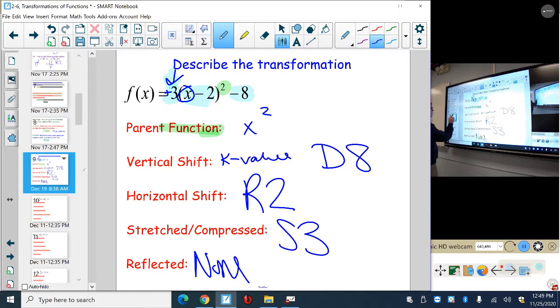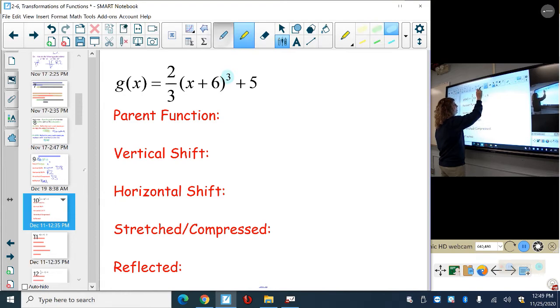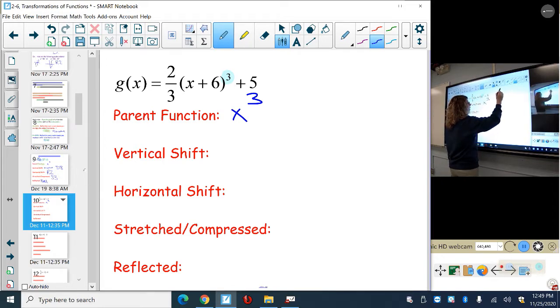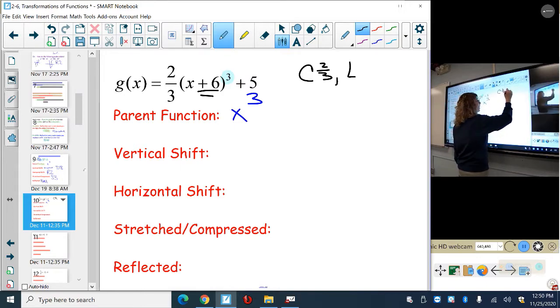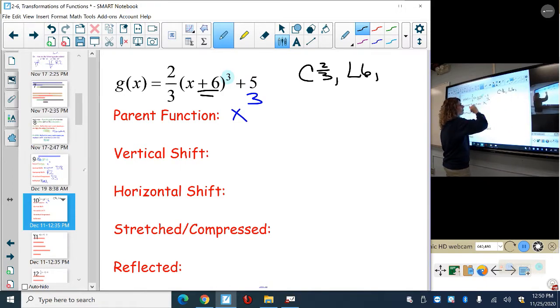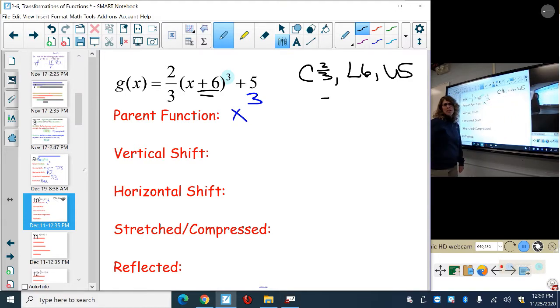So I'm going to do this one more time, but I'm going to go ahead and go from left to right. The 2/3, the parent function is the very first thing I want to talk about. That's going to be the x cubed. Now let's go from left to right. The 2/3 is my a value, so that means it's going to be a fraction, so it's compressed 2/3. The +6 is the opposite of what you think, so it's left 6 units, and +5 means it's going to go up 5. Now, that's the only thing that's happening to this graph.